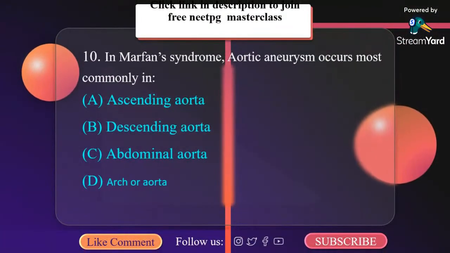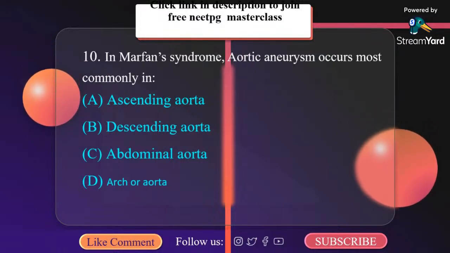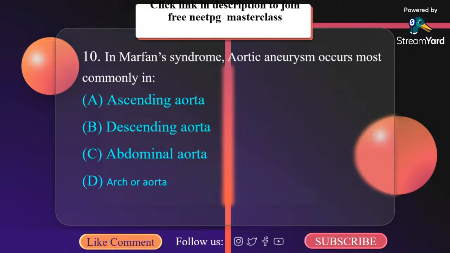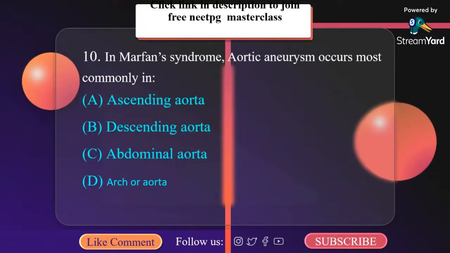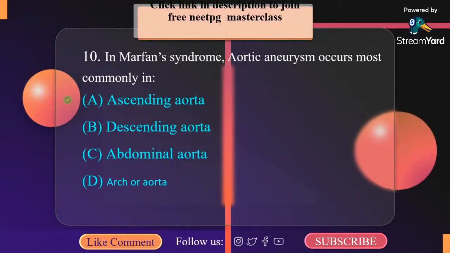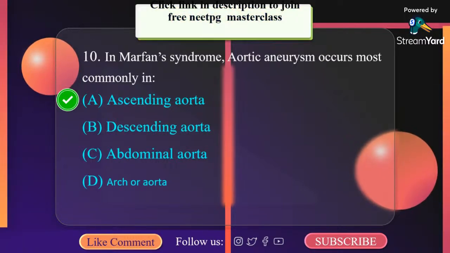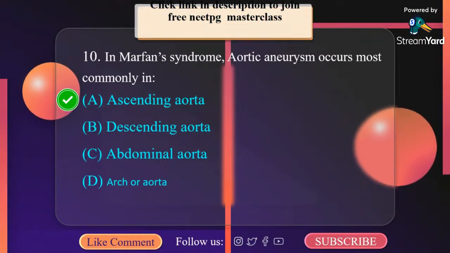In Marfan syndrome, aortic aneurysm occurs most commonly in A. Ascending aorta, B. Descending aorta, C. Abdominal aorta, D. Arch of aorta. It is ascending aorta. In Marfan syndrome, the aortic aneurysm commonly occurs in the ascending aorta.